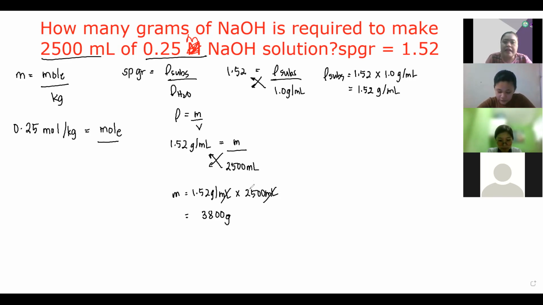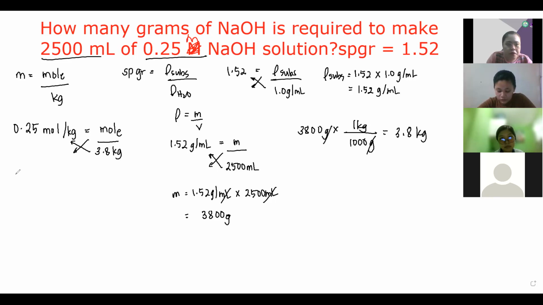This is grams. And then, we need to convert the 3,800 grams to kilograms. Our conversion factor, 1 kilogram is equal to 1,000 grams. So, you cancel the grams, and the unit that remains is kilograms. So, 3,800 divided by 1,000 is 3.8 kilograms. So, that is what we will use here. Complete na. We can get the moles now.